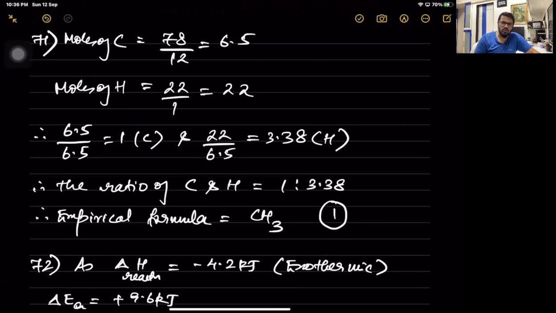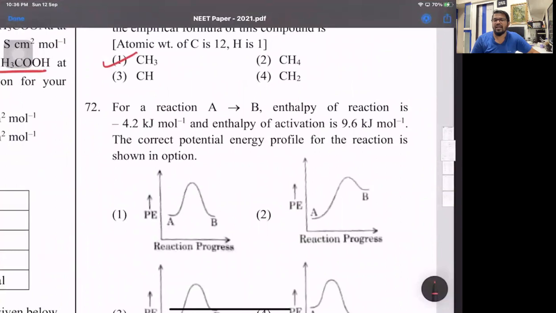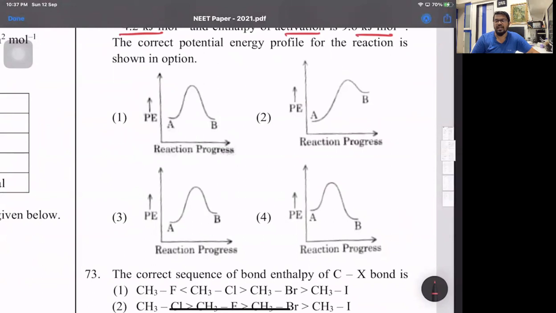Next one, for the reaction A to B, the enthalpy of reaction is given. That is, delta H is negative, so it's an exothermic reaction. Enthalpy of activation is also given. We need the correct potential energy diagram. Now for an exothermic reaction, we all know the enthalpy of the product is less than the enthalpy of the reactants. Reactants have more enthalpy, so it's a mountain coming down, if anybody remembers, for exothermic.